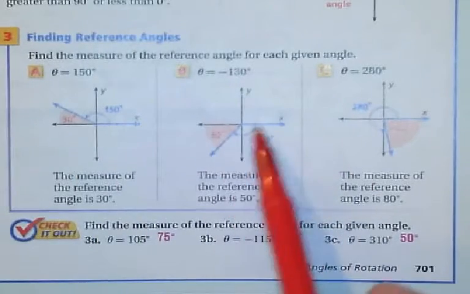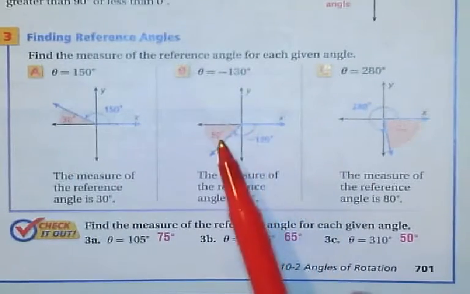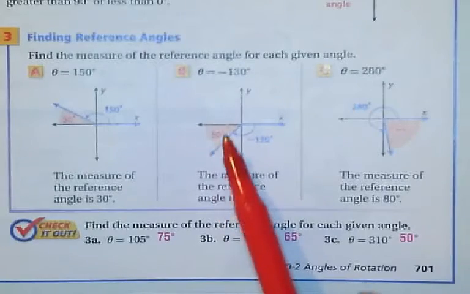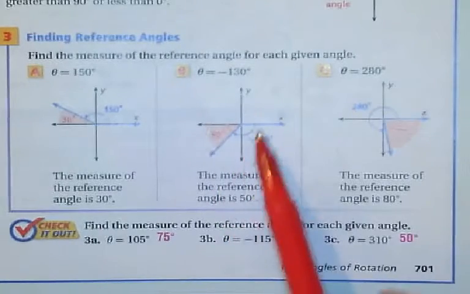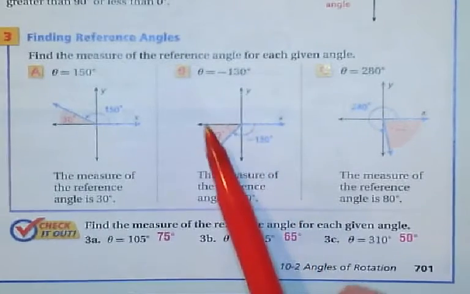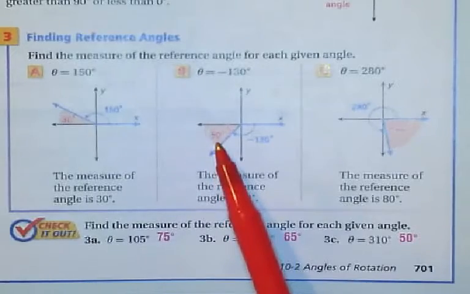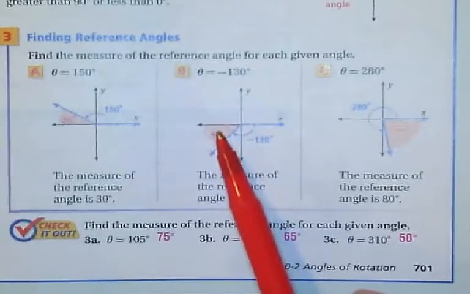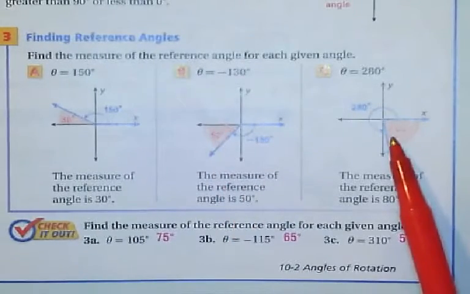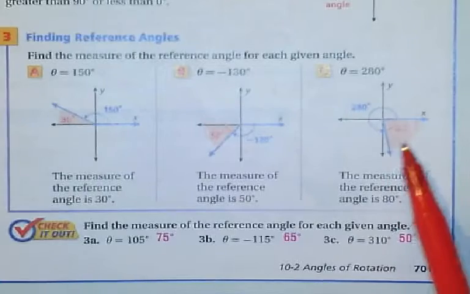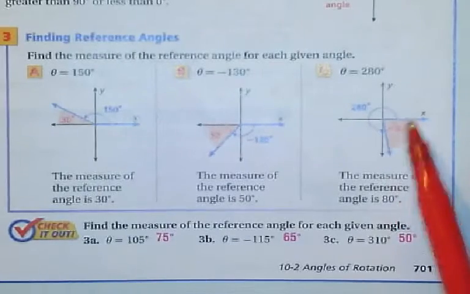Negative 130. If I go this direction, how far away is it from the x-axis is what I'm asking. And so if I'm over here, how far away is it from the x-axis? It's exactly 50. So that's the reference angle. So what you're doing is you're measuring the distance, the angle that goes to the x-axis.